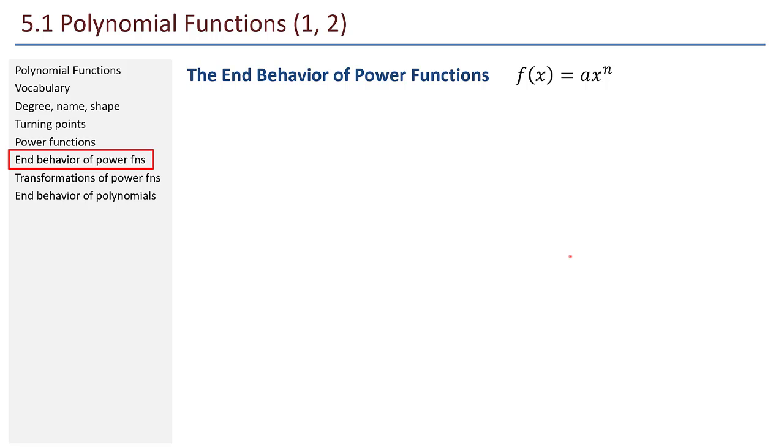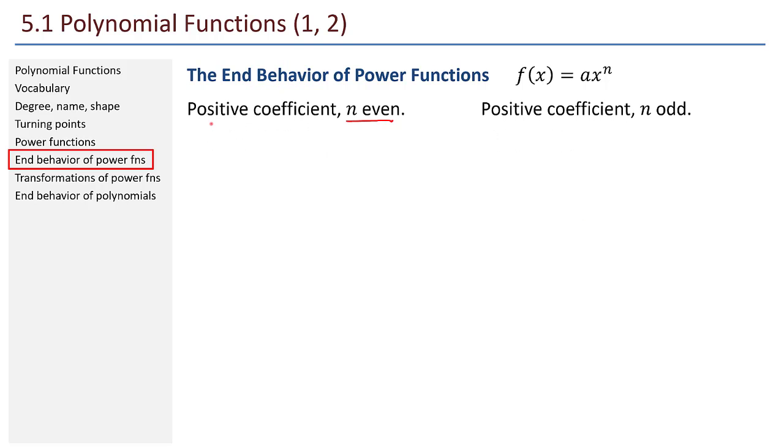The end behavior of power functions. What happens with these different power functions as x becomes really, really big or really, really small, like in the negative direction? This is what we refer to as the end behavior. Now, if our n is even and I have a positive coefficient, then we get functions that look like this. These are the graphs of x squared, in orange, x to the 4, in blue, and x to the 6, in green. As my even power increases, it gets skinnier and becomes tighter down against the x-axis.